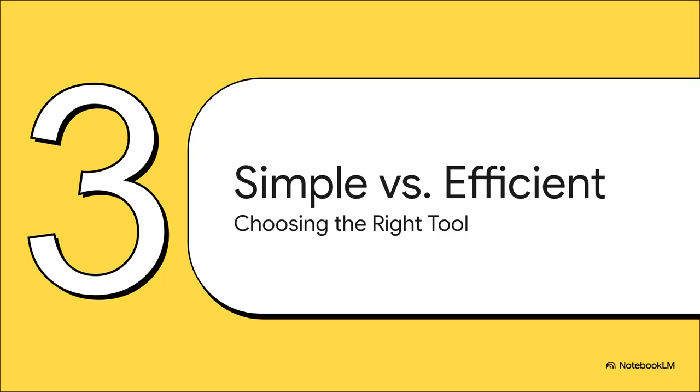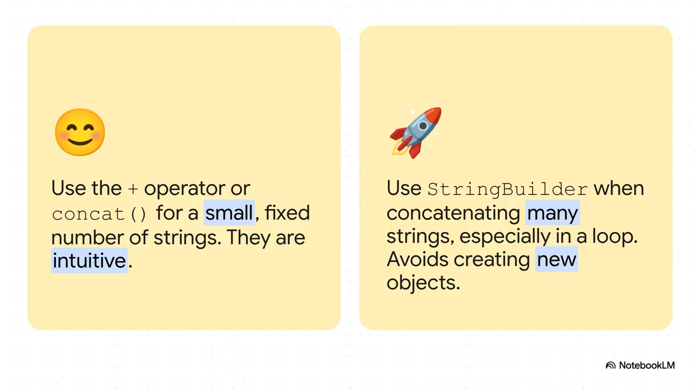Okay, so we've laid all 5 tools out on the workbench. Now for the most important part, knowing which one to pick up and when. This is all about choosing the right tool for the job. So here's the bottom line, the big trade-off. If you're just doing a simple one-time join with 2 or 3 strings, stick with the plus operator. It's clean, it's readable, it's perfect. But the moment you find yourself joining strings inside a loop, your brain should immediately scream StringBuilder. It will save you so much memory and processing time.